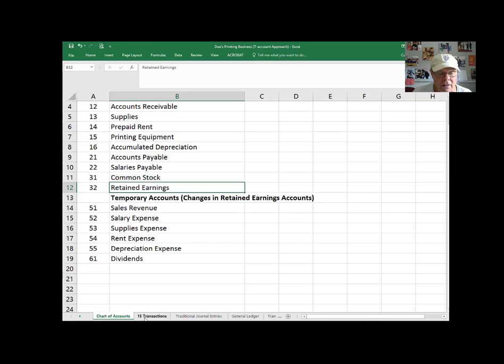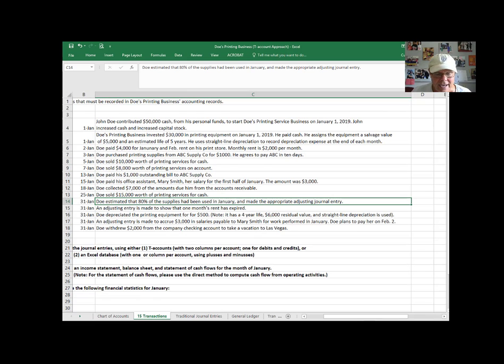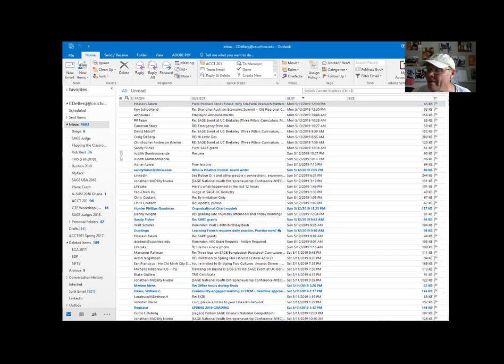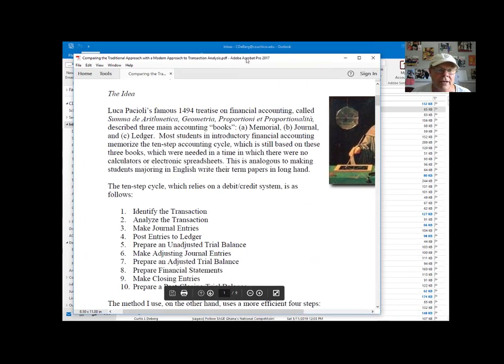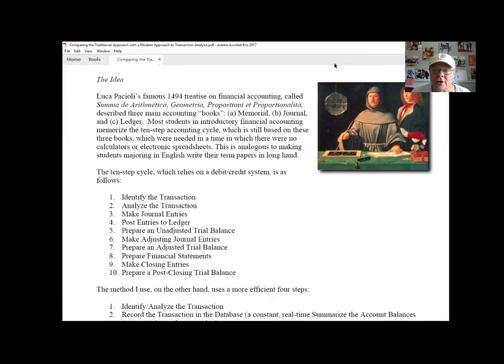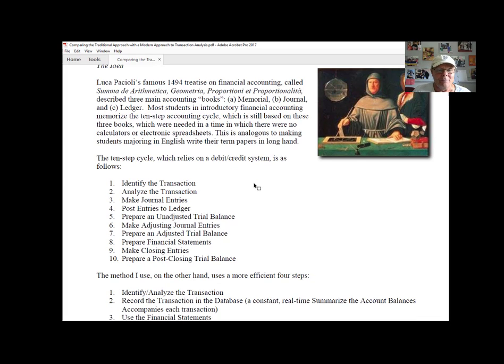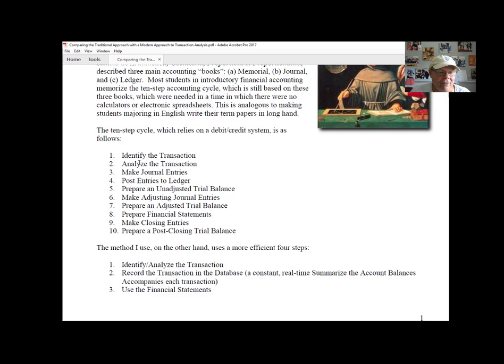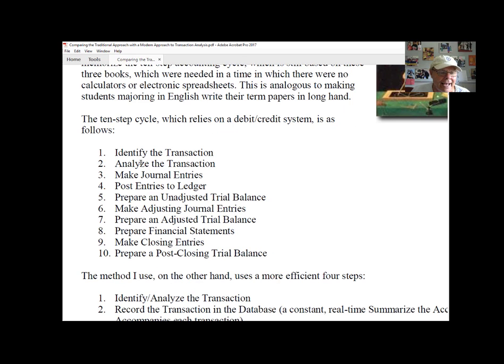Now, if you recall from Pacioli's treatise, let's go to Pacioli's 10 steps. He used 10 steps in the accounting cycle, and I'm going to drag those right over here, and I'll enlarge this. And if you recall, painfully, we had to memorize when we first learned accounting that you would identify a transaction, analyze it, make journal entries, and post the journal entries to the ledger.